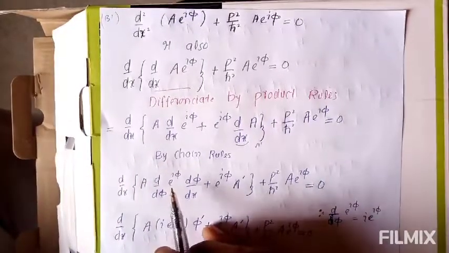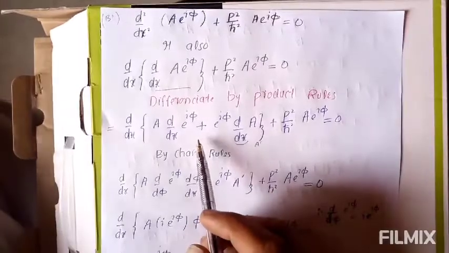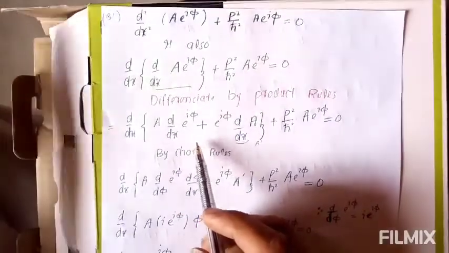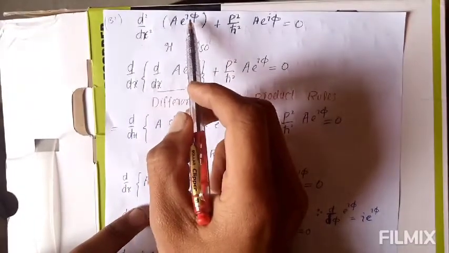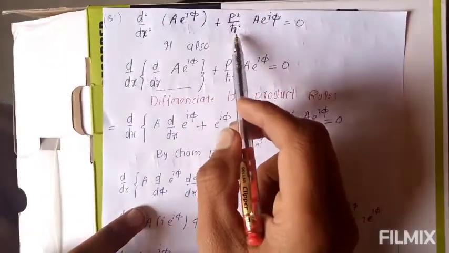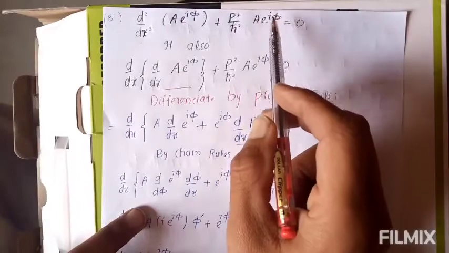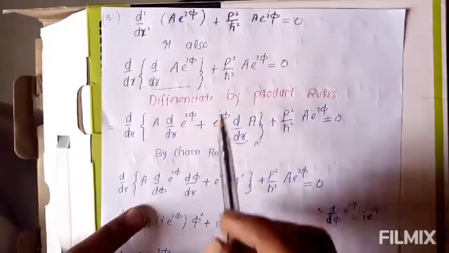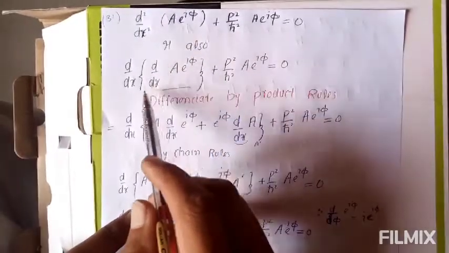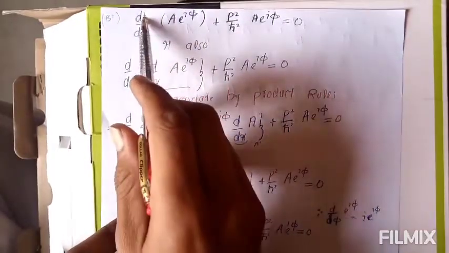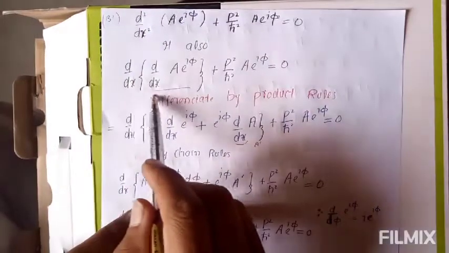Now we already know from the combination of equations 4 and 3 that it becomes ∂²/∂x² of (A e^(iφ)) plus p²/ħ² times A e^(iφ) is equal to 0. We can also write this equation in that form, where the del is squared.